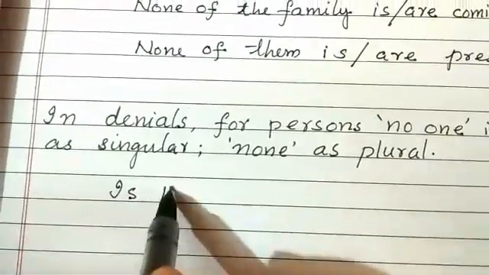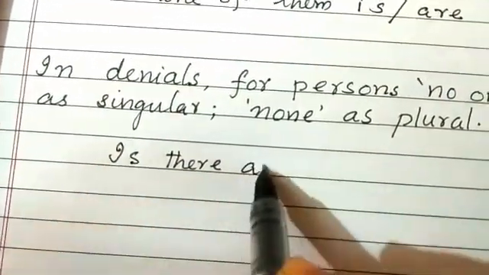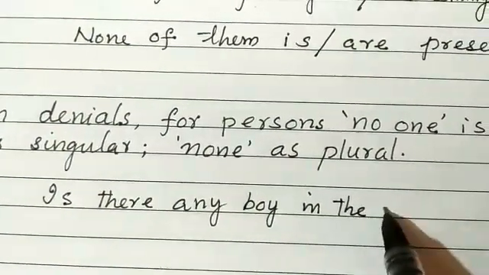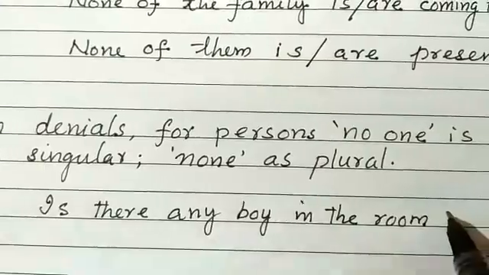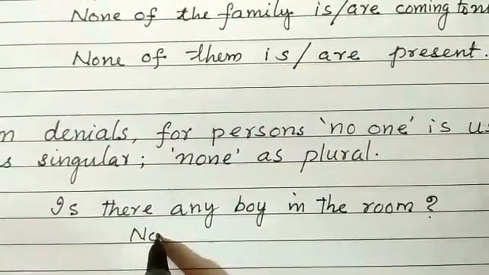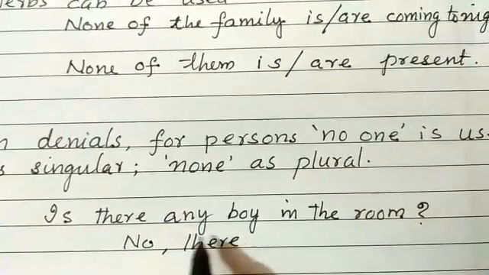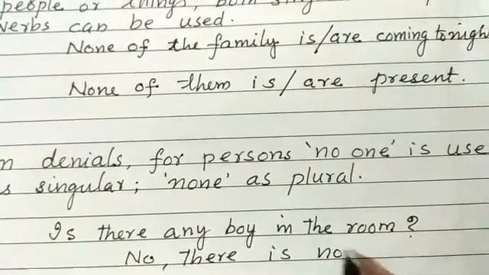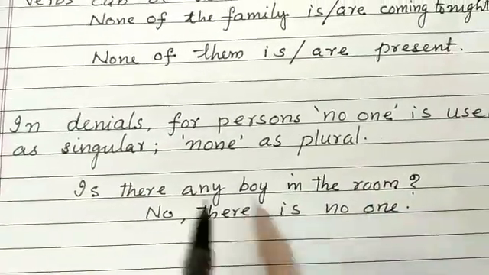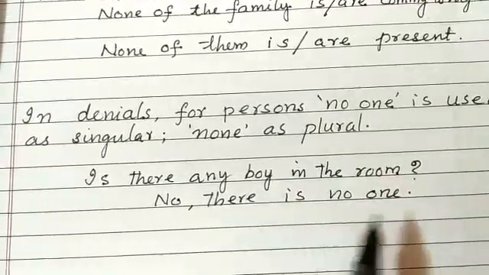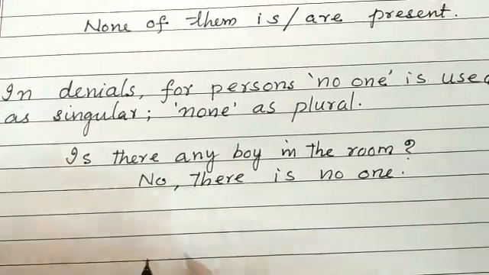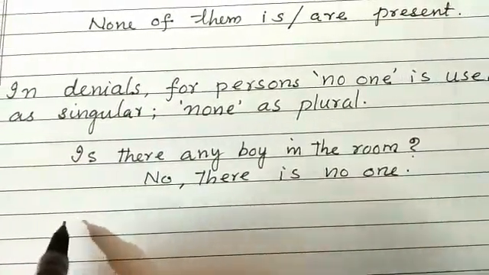Is there any boy in the room? No, there is no one. So we have used singular. Is there any boy in the room? No, there is no one. It means singular.